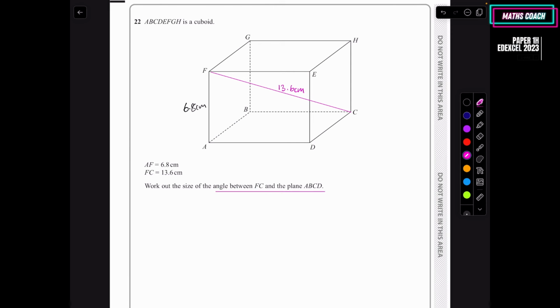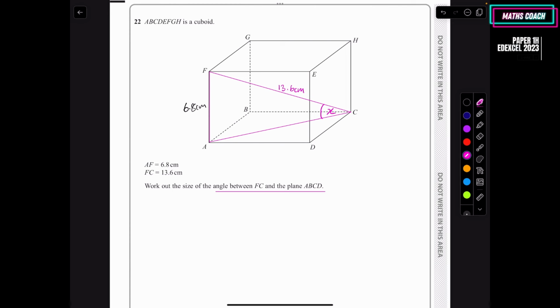We have been asked to calculate the size of the angle between FC and the plane ABCD. Now let's start with the plane. The plane is ABCD, which is on the floor. That is the plane right there. And we want to work out the angle between FC, which is there, and the plane. So what we can do here is draw a right angle triangle like that, and that is the angle that we are looking for.